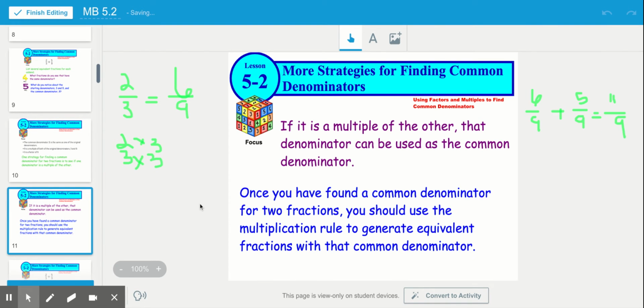So if it is a multiple of the other number, that denominator can be used as a common denominator. So we've created the common denominator of 9. Once you've found that common denominator for 2 fractions, you should use the multiplication rule to generate equivalent fractions, and that is what I did over here in this area, and I created that common denominator.